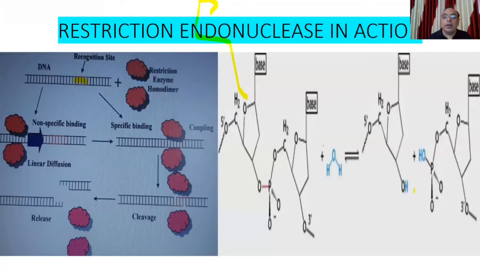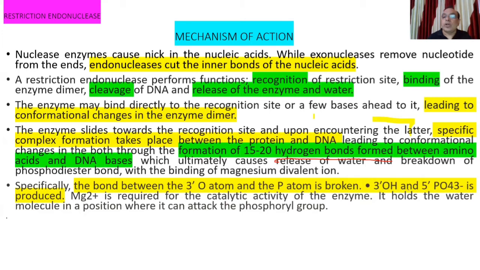So what is happening here? Breakdown of the phosphodiester bond is taking place, and this O is taking one H resulting in OH, and this P is having another OH, and so the result is 3'OH and 5'PO3 is produced.